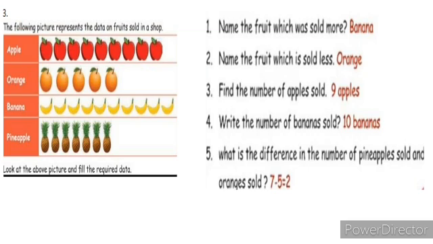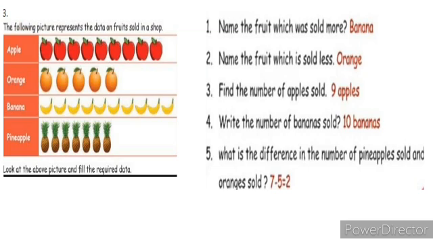Question number 3. The following pictures represent the data on fruit sold in the shop. So first they give an apple, then orange, then banana, then pineapple. Look at the above picture and fill the required data. Question number 1. Name the fruit which was sold more. Which fruit sold more, dears? Yes, it is banana. Question number 2. Name the fruit which is sold less. Which fruit sold less, dears? Yes, it is orange.